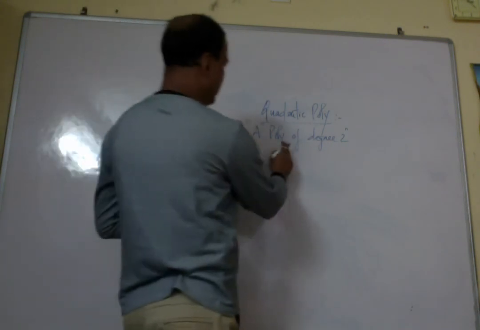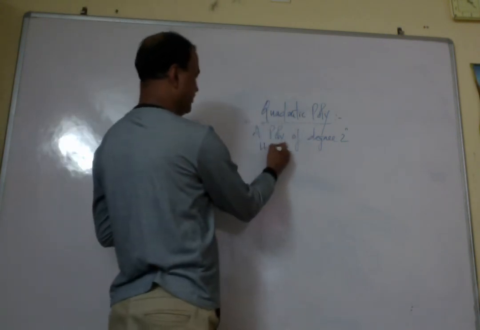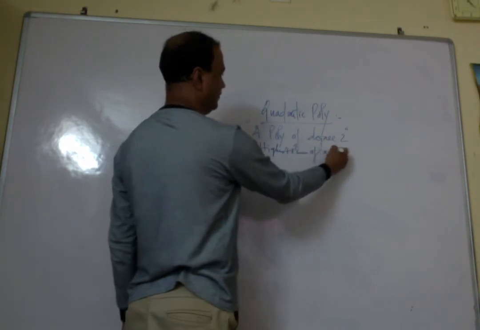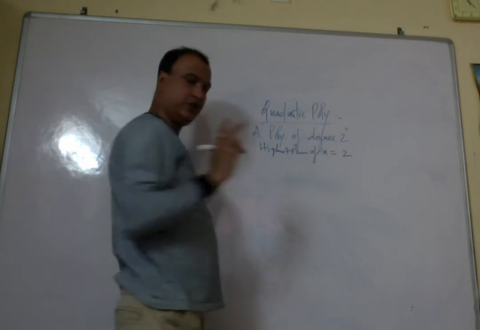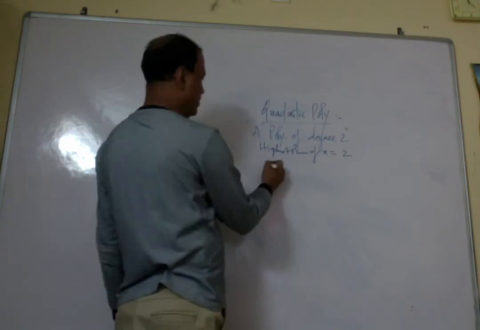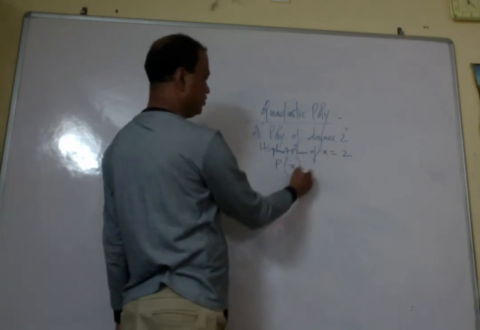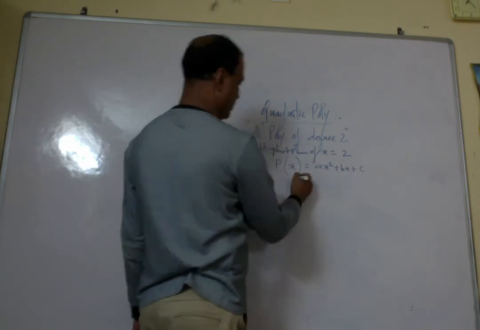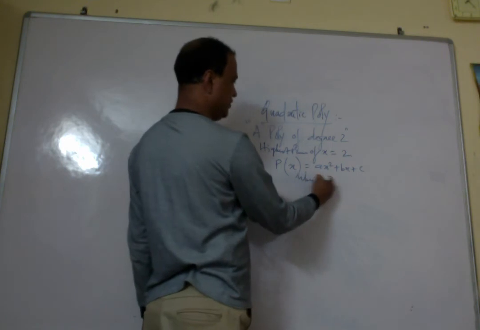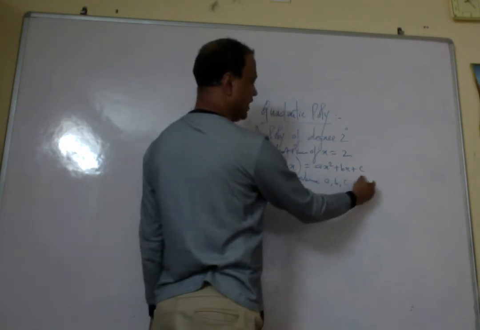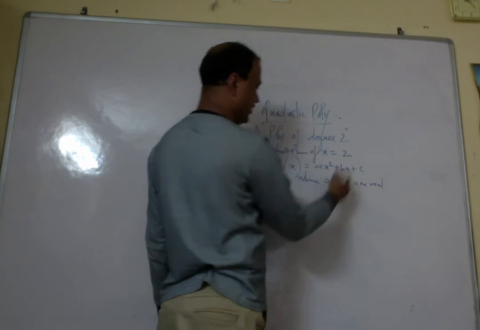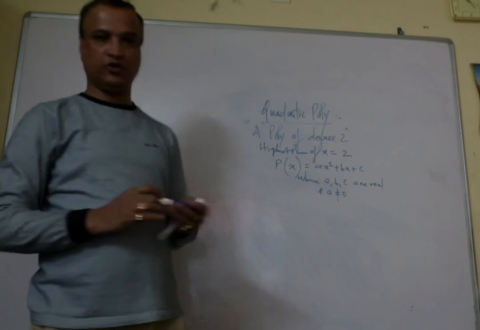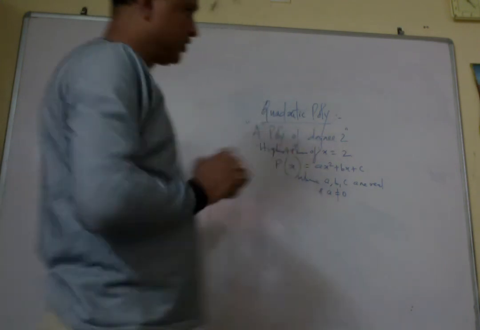As it is a quadratic polynomial, the highest power of x, the variable, must be 2, because it is a polynomial of degree 2. As it is a polynomial, we write it in terms of x: it is ax square plus bx plus c. The conditions are that a, b, c must be real numbers, and a must not be equal to 0.